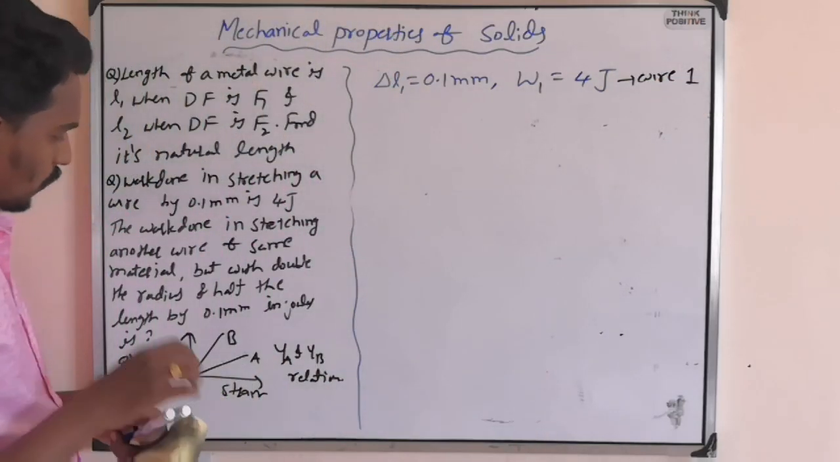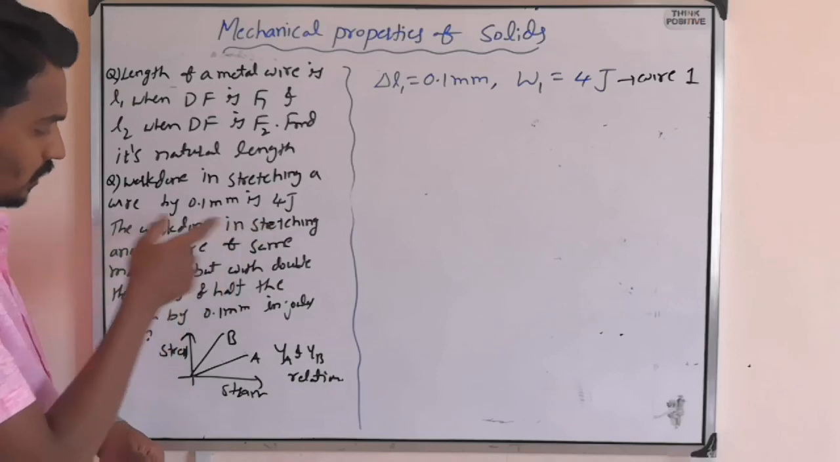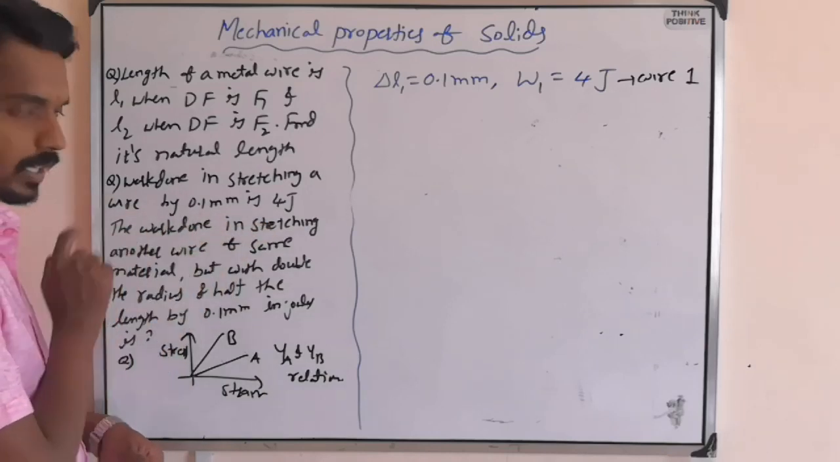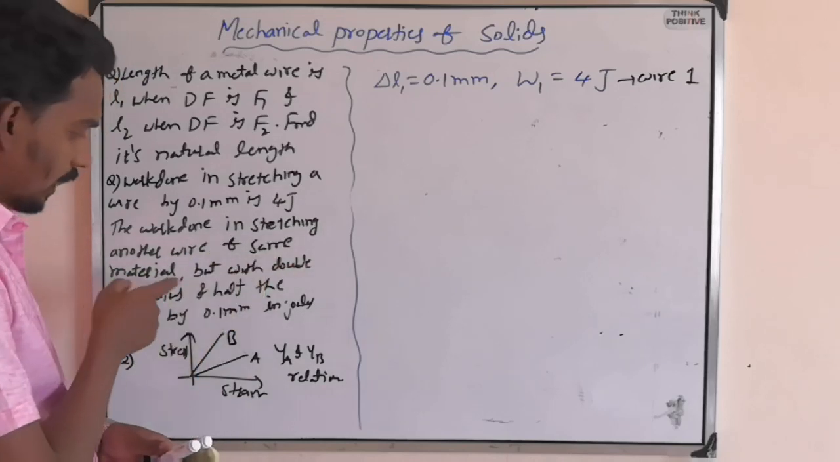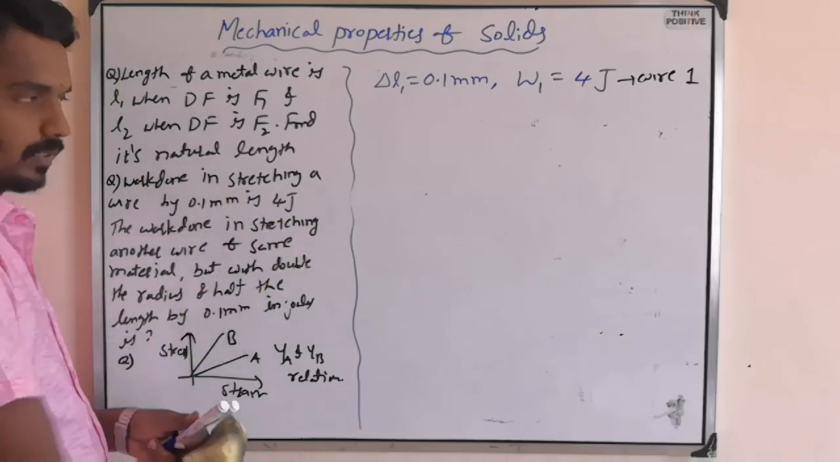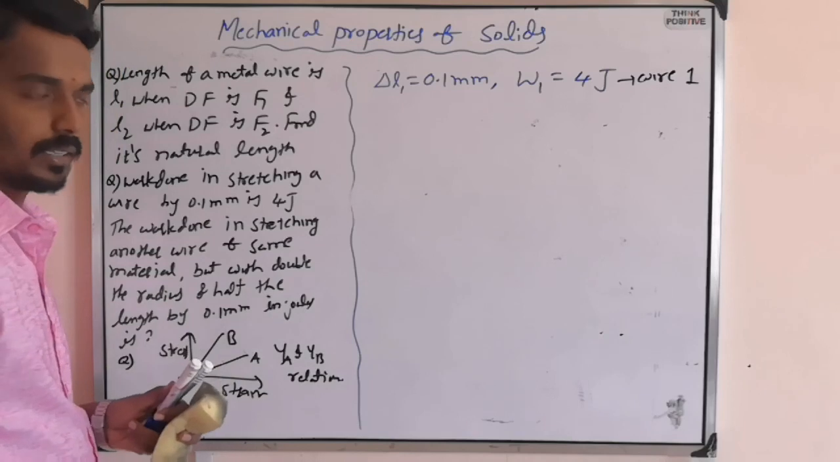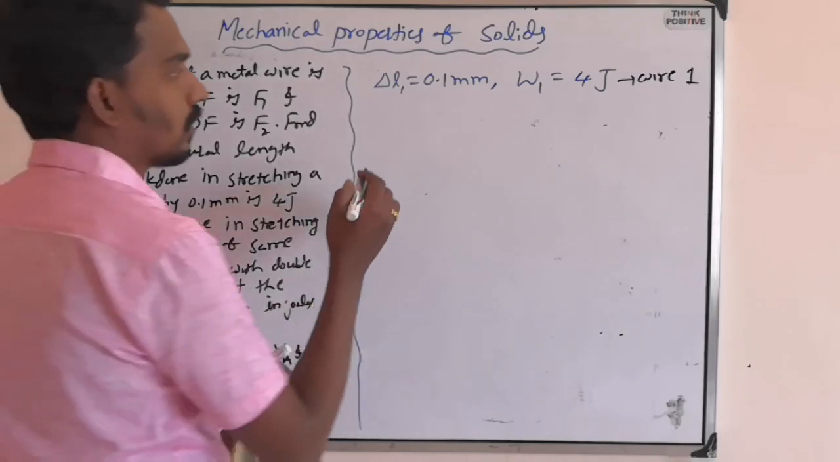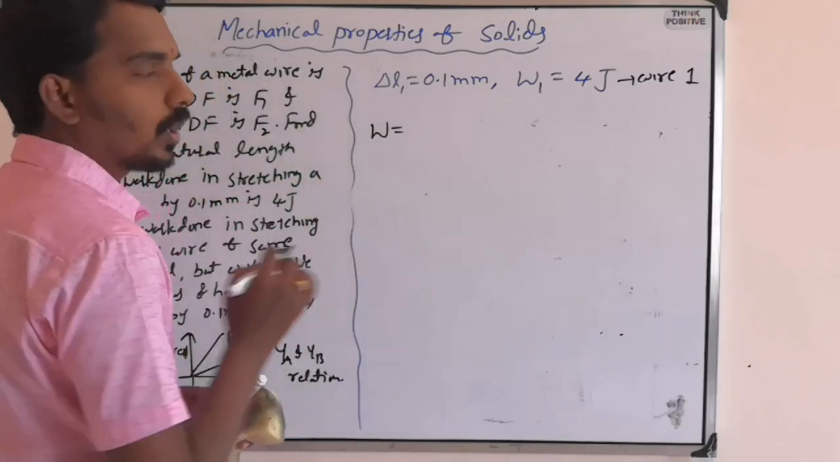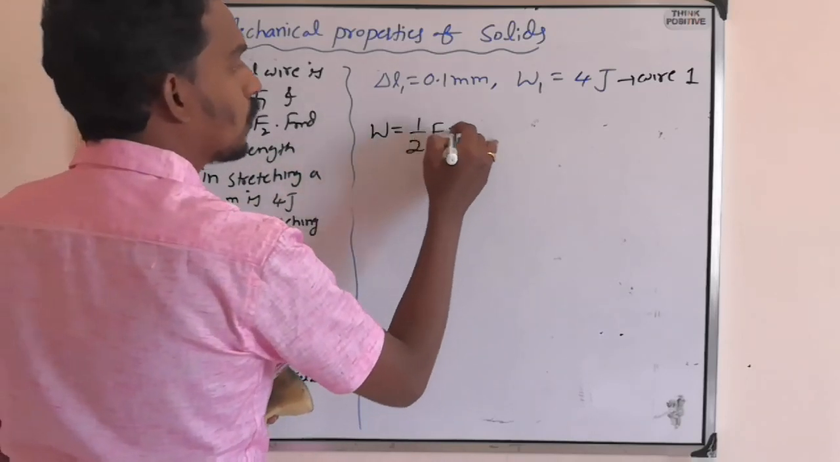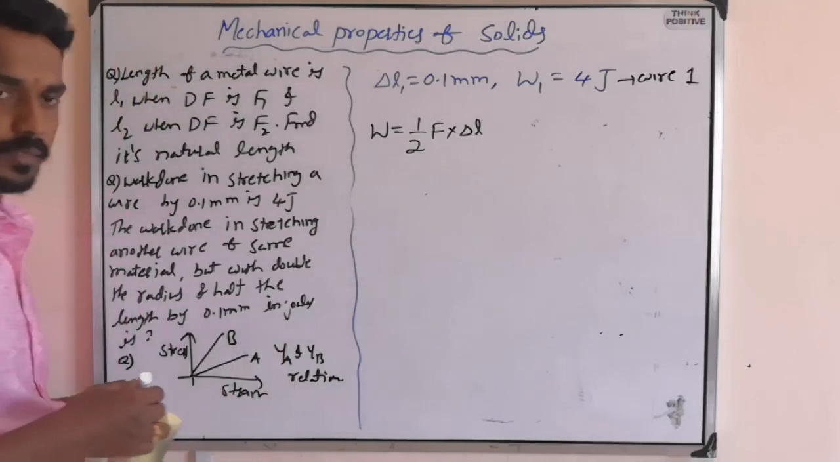Now we need to think about another wire. The work done in stretching another wire of the same material but with double the radius and half the length. There is a condition given. Take another wire; you have to find the same work done. Work done means what? Half into F into delta L.